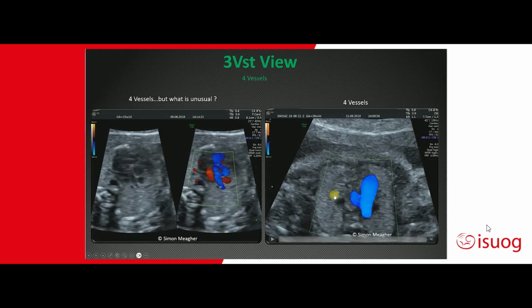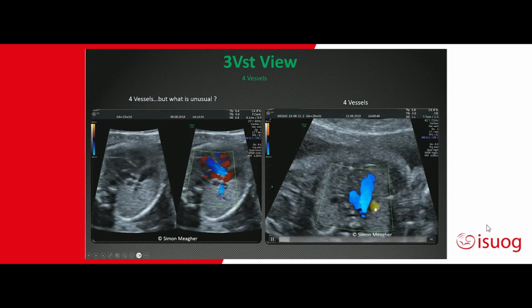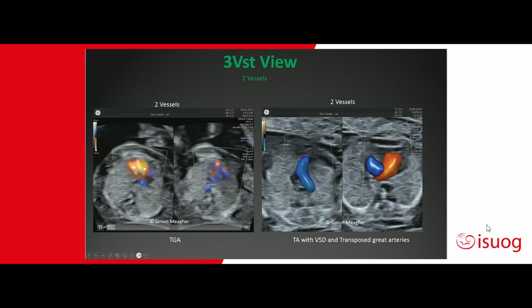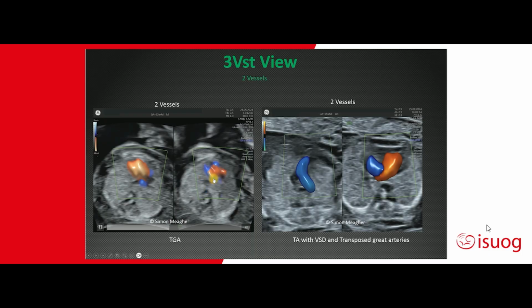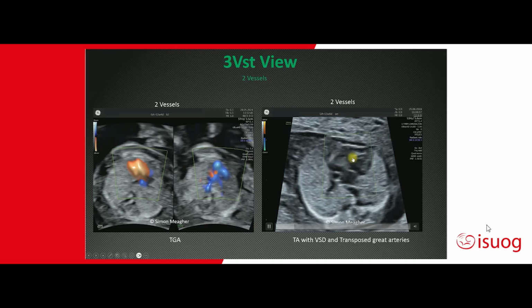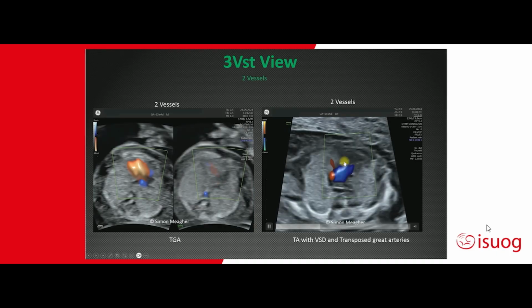In this case here, you can see 4 vessels, and this sitting beside the pulmonary artery is a persistent left superior vena cava. This is showing here a 4-chamber view at 13 weeks, and then you sweep up, you see only 2 vessels with reverse curvature, TGA in the first trimester. Another case, which I'll talk about in my first trimester talk, showing transposed great arteries arising from the right ventricle.